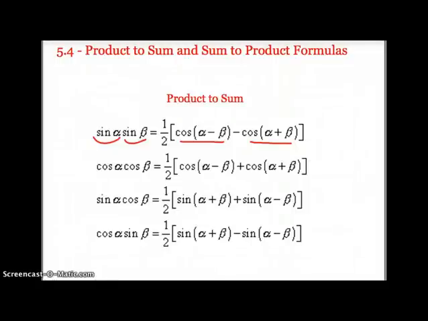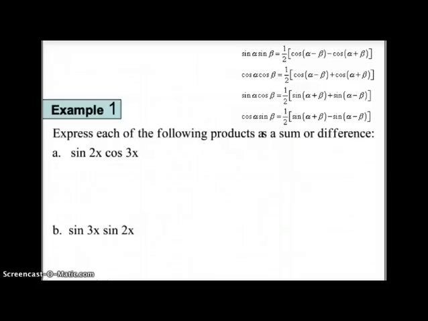So we're taking a product of two sines, different angle values, and it turns it into a difference of two cosine angles, remarkably. And the explanation behind these formulas is in your book. But here's how we work with them. And remember, these are important skills to have in order to solve equations later on in the chapter.